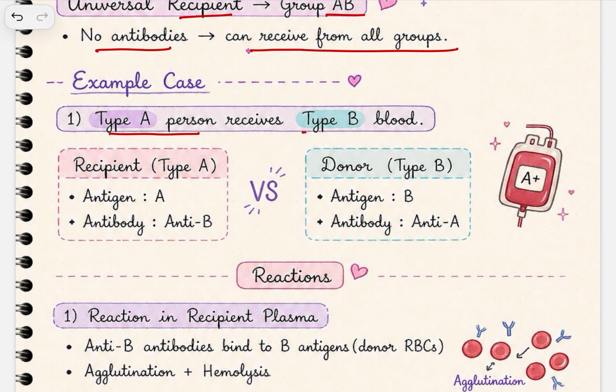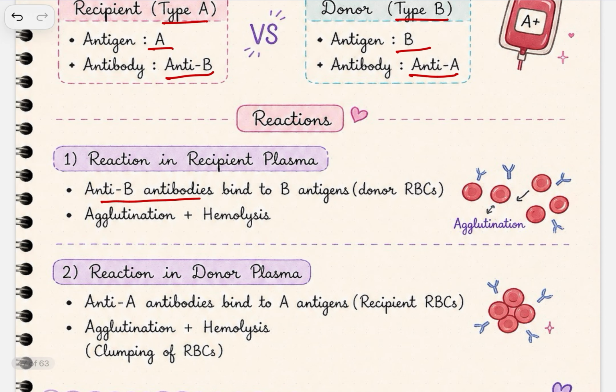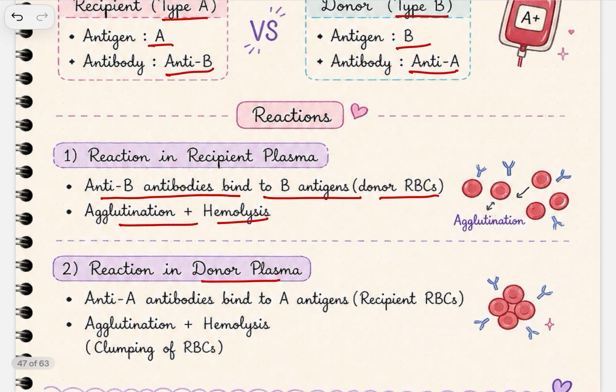Type A person receives type B blood. Suppose the recipient is type A, the antigen is A and the antibody is anti-B. The donor blood group is B type, so they have antigen B and antibody anti-A. So what kind of reaction will take place? Recipient anti-B antibodies bind to B antigen on donor RBCs, leading to agglutination plus hemolysis. Reaction of donor plasma: anti-A antibody binds to A antigen on the recipient RBC, causing agglutination plus hemolysis or clumping of RBC. So that's all in ABO blood group.